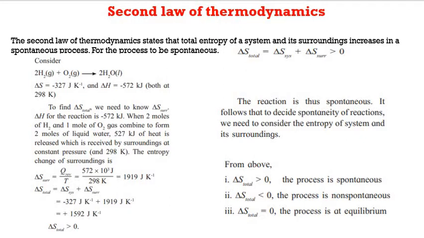Let's understand with an example. For example, hydrogen gas combines with oxygen gas to give water, which is in liquid state. Here delta S of the system, that means the entropy of the system, is given as minus 327 joule per Kelvin. The enthalpy of the reaction is minus 572 kilojoule at 298 Kelvin.